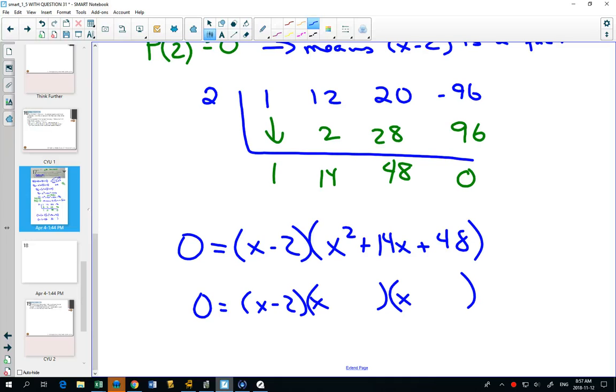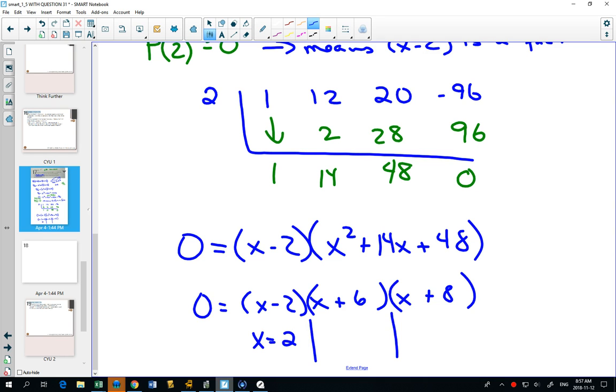Do you have to plug everything that you know you can't factor regularly? You have to plug it into the quadratic formula? If you can't factor it regularly, then you'd plug it into the quadratic formula. In this case, this one does factor. It's going to be x plus 6, x plus 8.